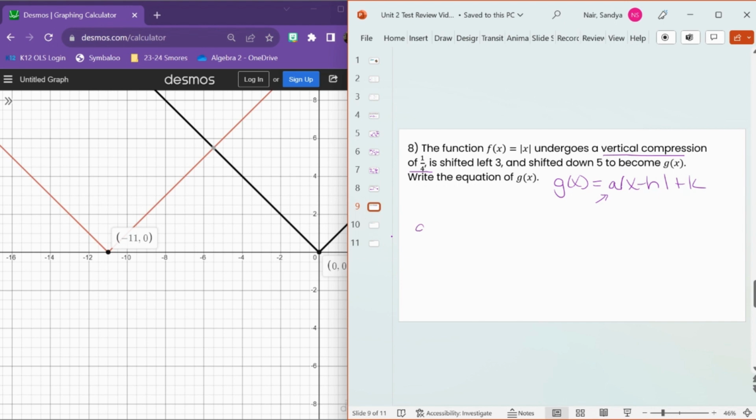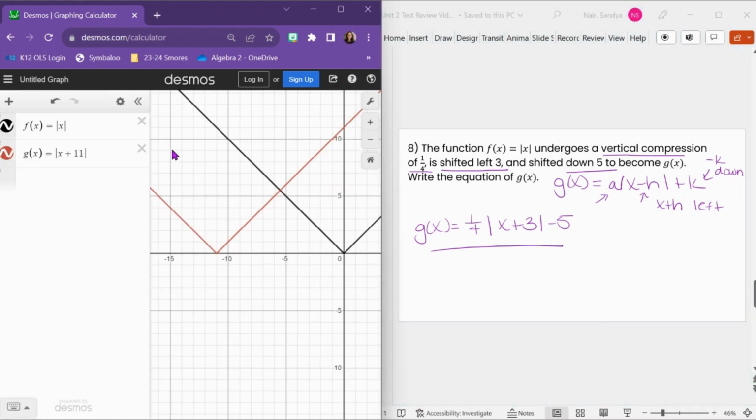Okay, so that's how I'm going to fill in these values on this equation. Vertical compression of 1/4 means that 1/4 goes in front, and then I have the absolute value. Shifted left 3. Remember what we said, if it's an x plus h, it's going to go left. So I'm going to turn this into an x plus 3 inside my absolute value. And then it says down 5. So it's a minus k means we go down, so this is going to become a minus 5. Okay, so this is the final equation that I think is going to reflect this transformation.